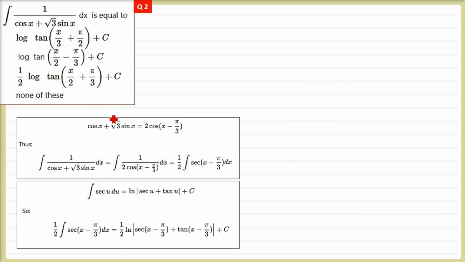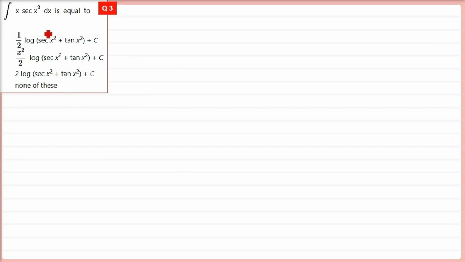And the options which I am providing you, this is the whole idea. This is how you are going to solve it. So these are the references for you that you may apply here. Next one is x sec x square dx. Now x square can give you x. So let's take t equals to x square.